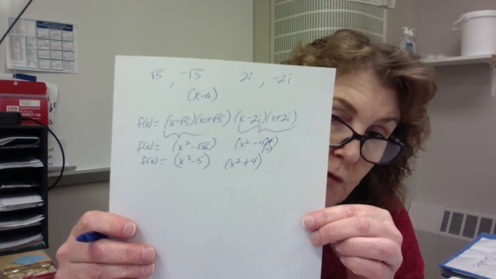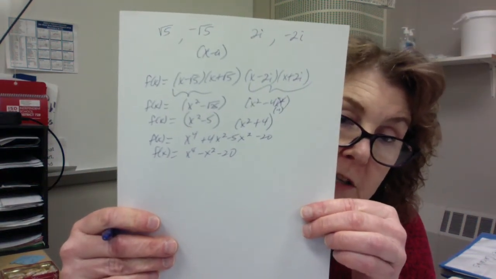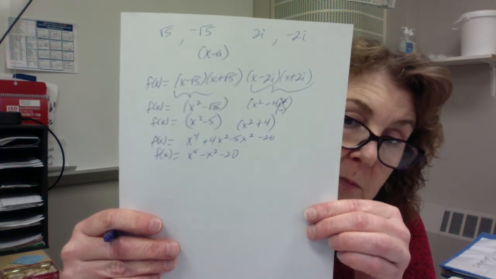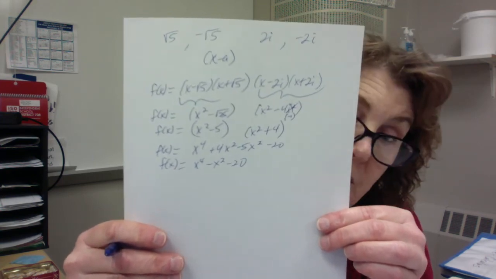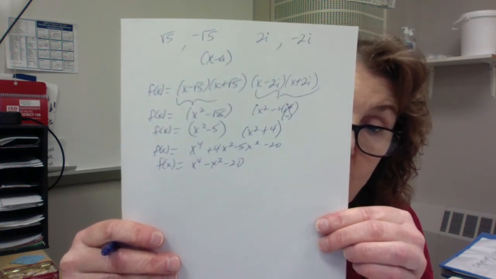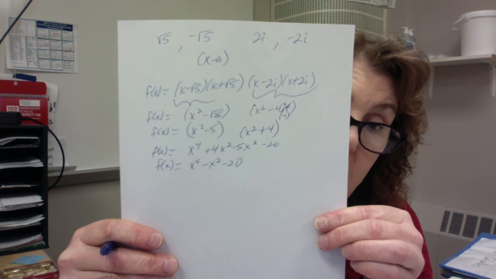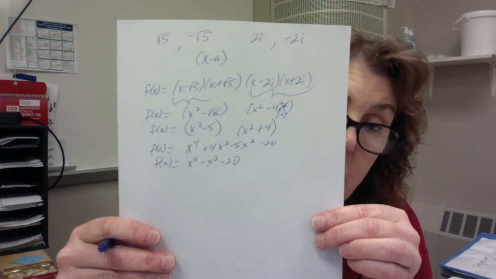And then you will just do FOIL one more time. And I'm just going to finish it up here so you can see what the answer would be. So first times first, x squared times x squared is x to the 4th. Outside times outside is plus 4x squared. Inside times inside is minus 5x squared. Last times last is minus 20. And then you can go ahead and combine your like terms of plus 4x squared minus 5x squared and get a negative 1x squared. So f of x will equal x to the 4th minus x squared minus 20.